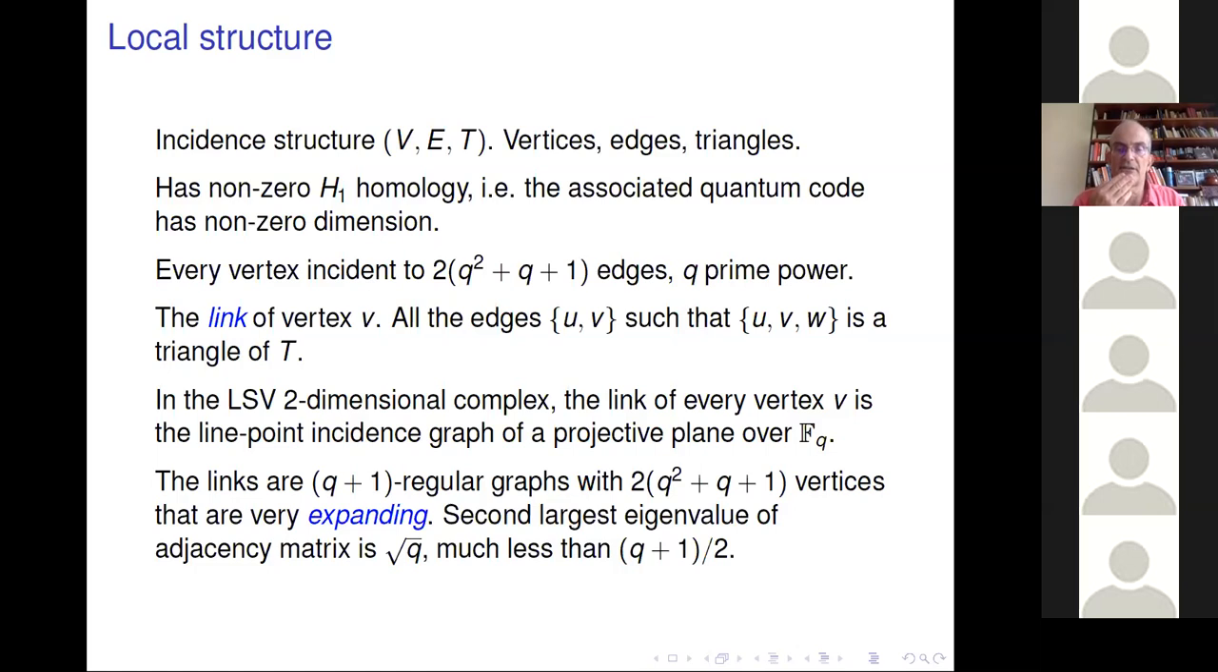These graphs are sometimes called generalized hexagons, and among their many properties, they are very expanding graphs in the spectral sense. The second largest eigenvalue of their adjacency matrix is square root of Q, meaning essentially square root of the degree of the graph, which is very small and much less than half the degree of this graph. So why am I mentioning half the degree?